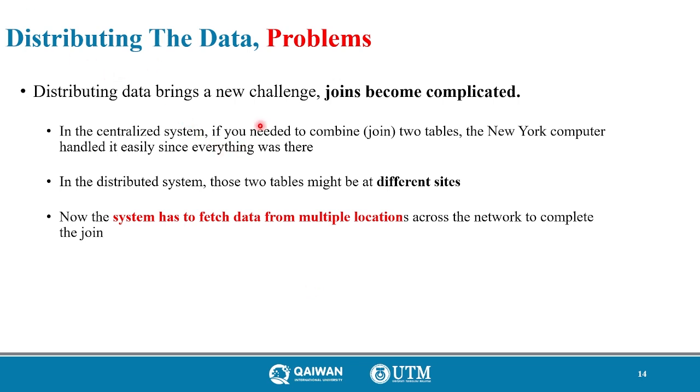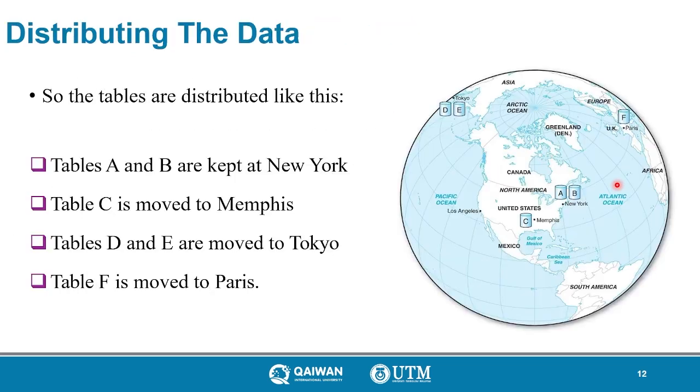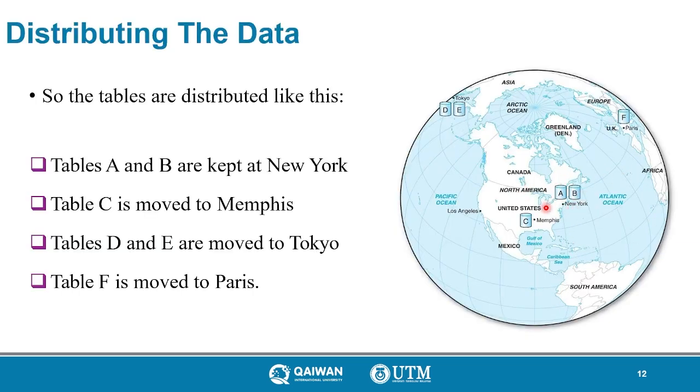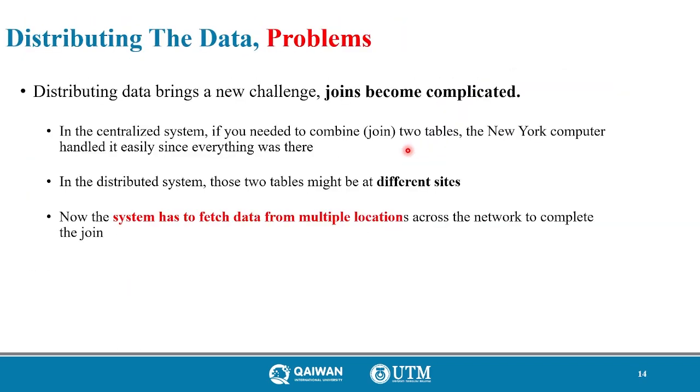Now, distributing data brings new challenges. And the very first one would be that joins become complicated. Just imagine in here, everything is in New York. You can join the tables in the way that you want. Now, it is not the same case in here. Two in New York, one in Memphis, two in Tokyo, and one in Paris around the globe. Joining those tables will not be that easy. In a centralized system, no problem, but in a distributed system, two tables might be at different sites, of course. The system has to fetch data from multiple locations across the network to complete the join.